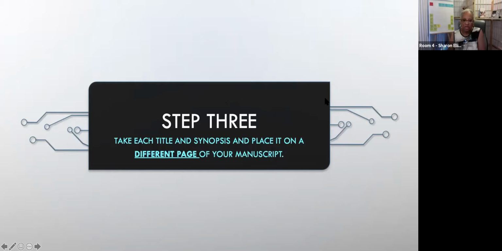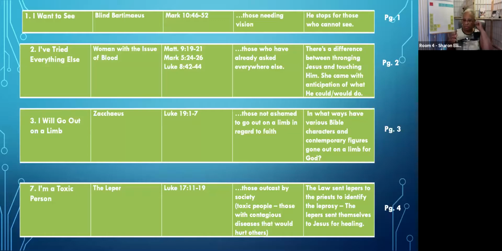Step 3. Take each title and synopsis and place it on a different page of your manuscript. So DP is different page. So in my computer, I like to use these charts, and I'll put things in a chart like this. And so my paragraphs will be over maybe in these sides or what have you. But everything that I want that's going to be in that chapter, I'm going to take it and separate it out. So I have on one page in my computer, here's this information that's going in chapter 1, my title of the chapter and my chapter synopsis on page 1.